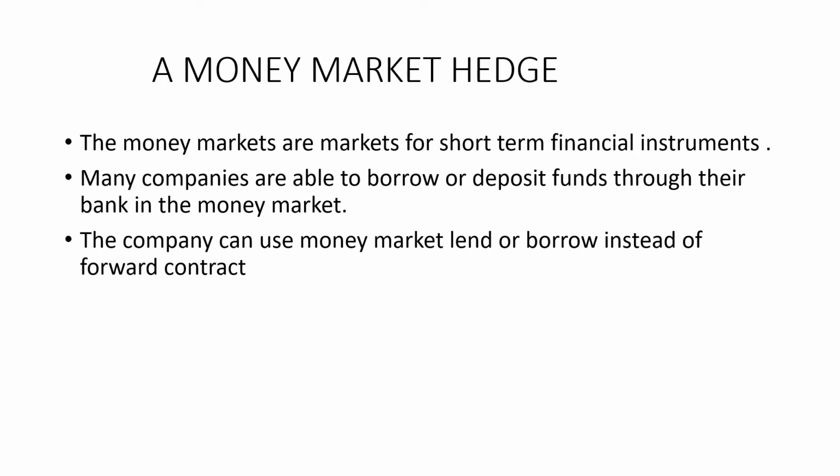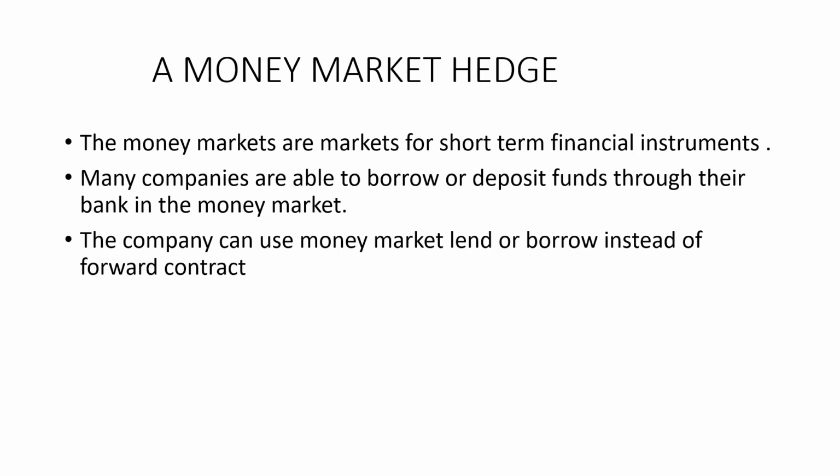The company can use this money market to lend or borrow instead of going to a forward contract, because a forward contract is also used for eliminating foreign currency exchange risk or exposure for companies. So instead of using a forward contract, we can also use the money market for decreasing the risk exposure of the company. But compared to a forward contract, the money market hedge is a little more complicated. So most companies try to avoid the money market hedge when there are lots of transactions to be hedged, because the mechanism of a money market hedge is a little more technical than a forward contract.